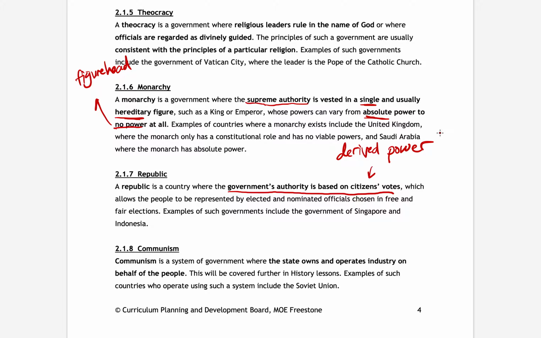Okay. Last one, I think. Communism. All right. Communism is a system of government where the state owns and operates industry on behalf of the people. So I think most of you will understand that communism is a system where everything belongs to the state. It is not yours, it is ours, right? So the idea is that everything is shared, ours, right?